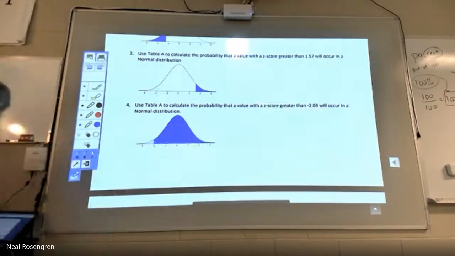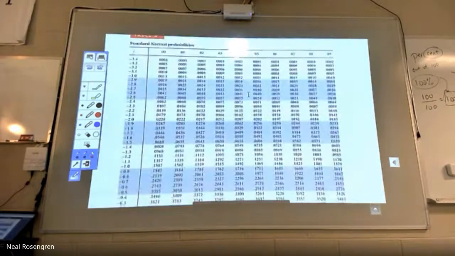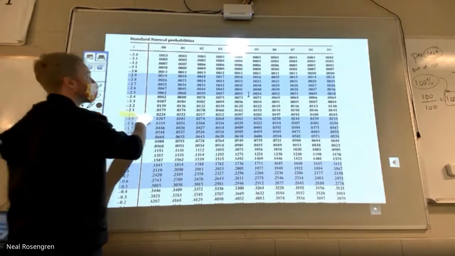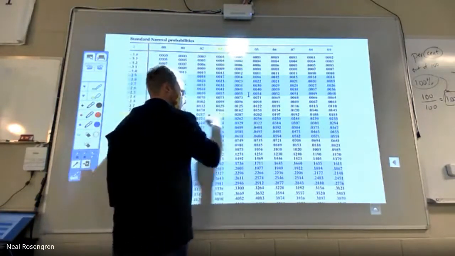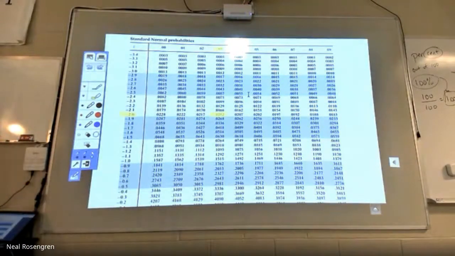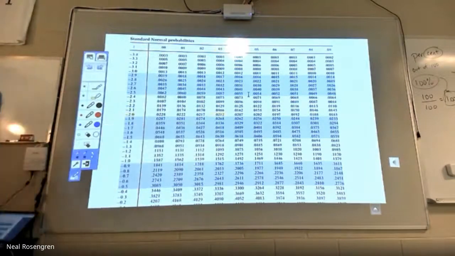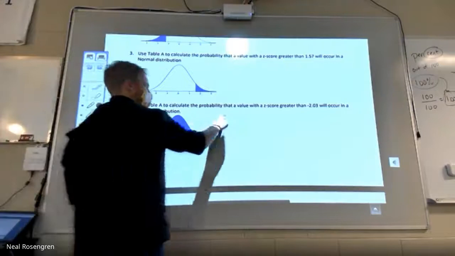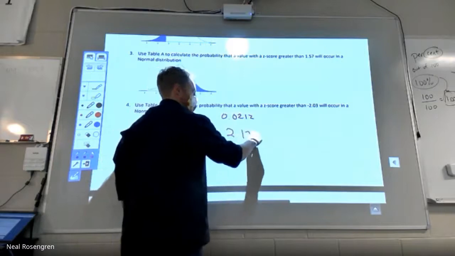All right, now I got to erase some stuff. So back to that first side of the table. Table A, negative 2.03. So where that row and that column meet are right there. Negative 2.03. Okay, so 0.0212. So right there in red, 0.0212. Or move the decimal 2 spots, 2.12%.